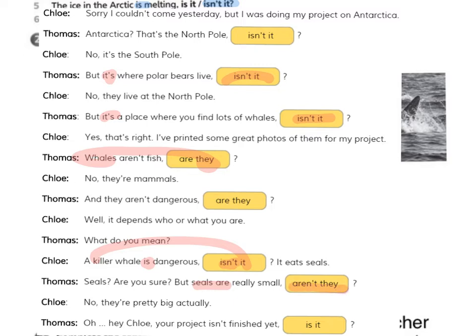No, they're pretty big actually. Oh, hey Chloe, your project isn't finished yet, is it?